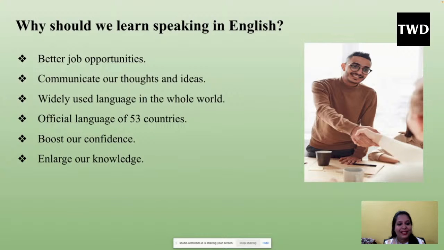And English is known to be a meta skill. The moment you know how to speak in English, you'll be able to develop so many other skills. Be it coding, be it anything else, you'll be able to develop so many skills within you.